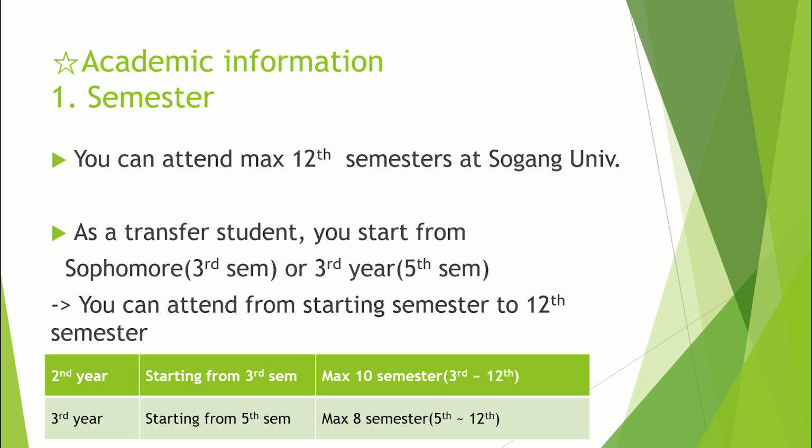But the thing that is important for you is that you are a transfer student. If you enter as a second year student, you start from the third semester. If you are a third year student, you start from the fifth semester. Therefore, you cannot have a full 12 semesters. Some of you can have 8 or 10 semesters, maybe due to visa issues. Most of you probably want to finish the degree by the 8th semester. That means you can only have 4 or 6 semesters. So you must remember it.